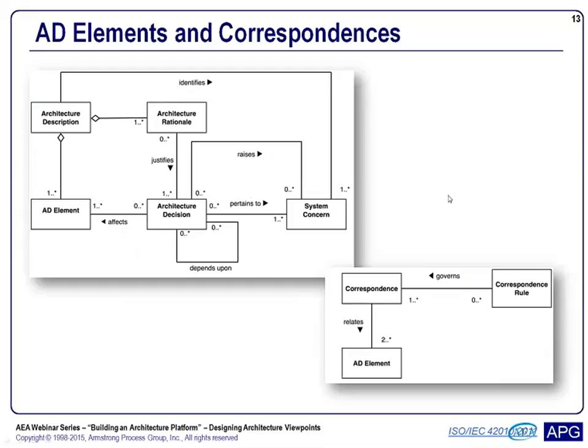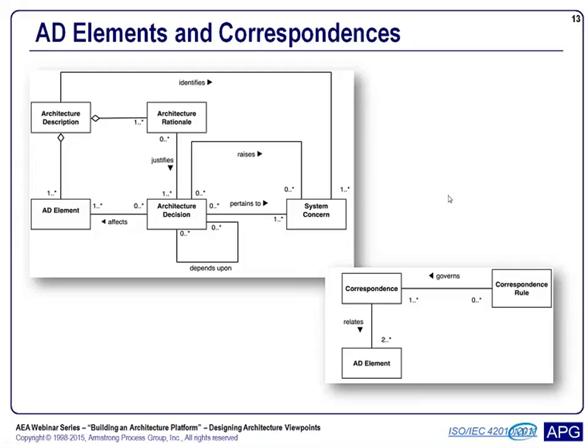So, now that we've got an idea, again, of who cares, why they care, and how we're going to address those concerns, we now have enough information to actually specify the meta model. Another way to think about the architecture meta model is it's kind of the data architecture of the enterprise architecture practice. And 4210 has some guidance to help with that.